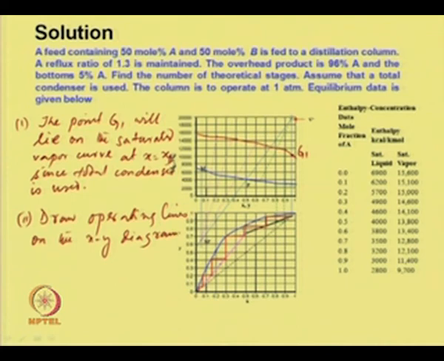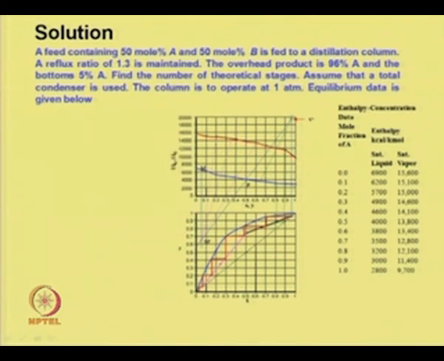Operating lines are drawn between these two sections, and then the construction was followed from these points over here. So, 1, 2, 3, 4, 5, 6. Total number of plates is equal to 6 with a partial reboiler.